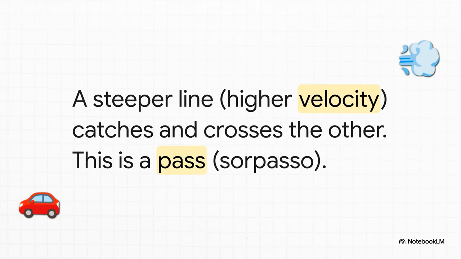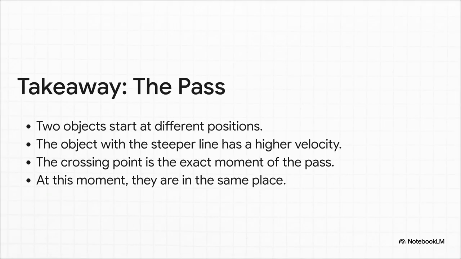A classic sorpasso. One car overtaking another. On our graph, you can see the car that starts out behind has a much steeper line, right? That means it's going faster. Now, watch what happens. That steeper line is catching up, it's getting closer, and it crosses the line of the slower car. And that right there, that's what makes these graphs so powerful.